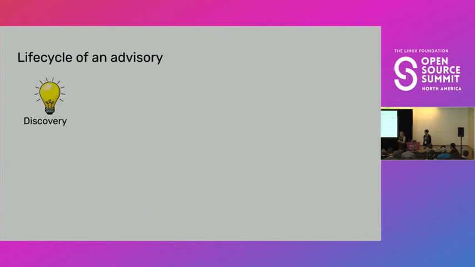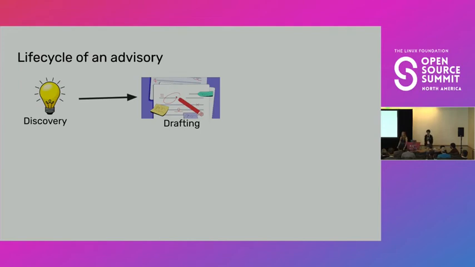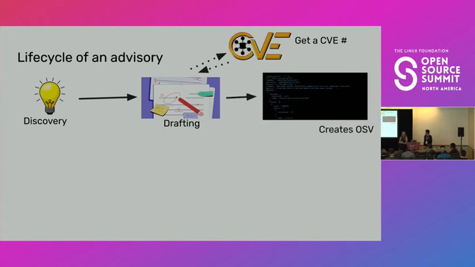So let's go through that life cycle of an advisory once again. We talked about it before. This time, there's going to be more things on there. So first, Jonathan in the back discovers a security advisory. He alerts Trevor in the front, who starts drafting that security advisory. They get a CVE because they're responsible. And then next up, if it's created as a GitHub repository draft advisory, it automatically generates an OSV file for you. You don't have to do any work.